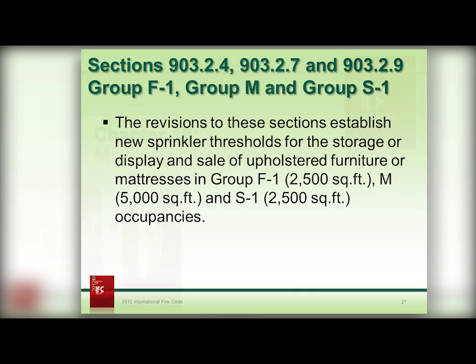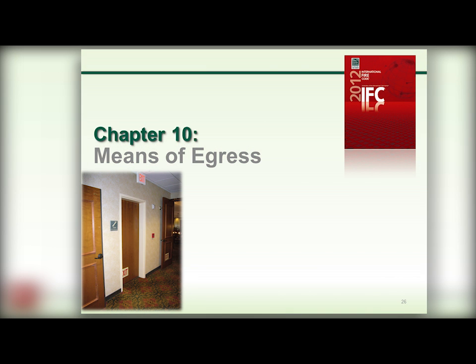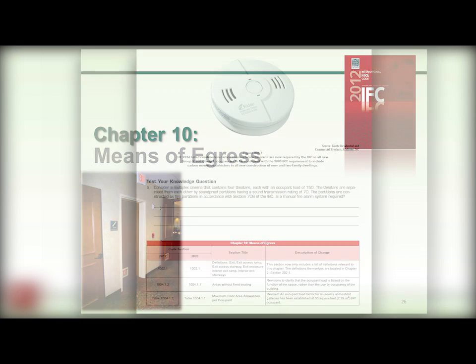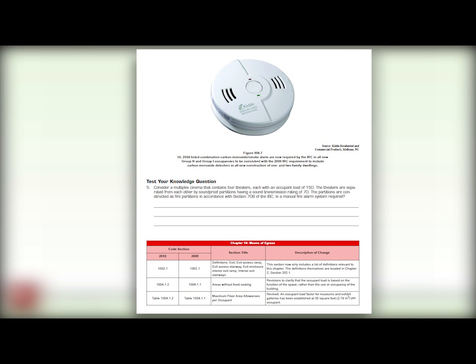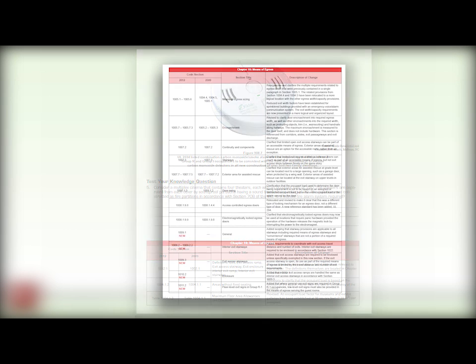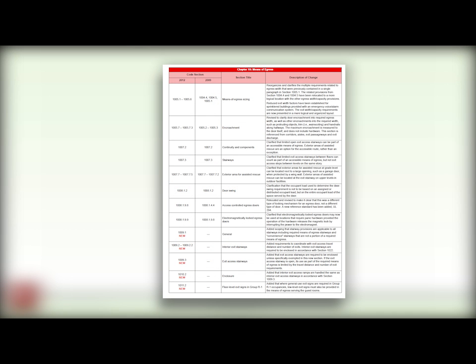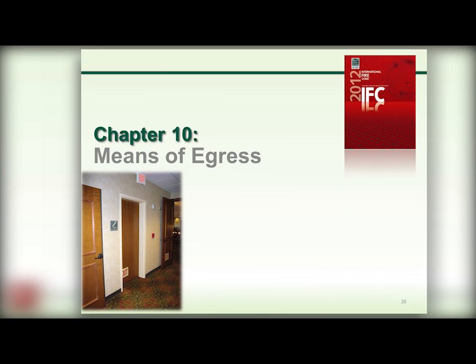Now as we move to Chapter 10, Means of Egress, you should be on page 13 of your student handout. And you'll see that there are several pages of changes that are detailed in your student handout that occurred in Chapter 10. Some is clarification of the existing language, and there are a number of new sections that have been added. We're going to cover just a few of the very significant changes to Chapter 10, but this is a place where you really want to spend some time on your own reviewing your student handout and looking at what has changed in Chapter 10.